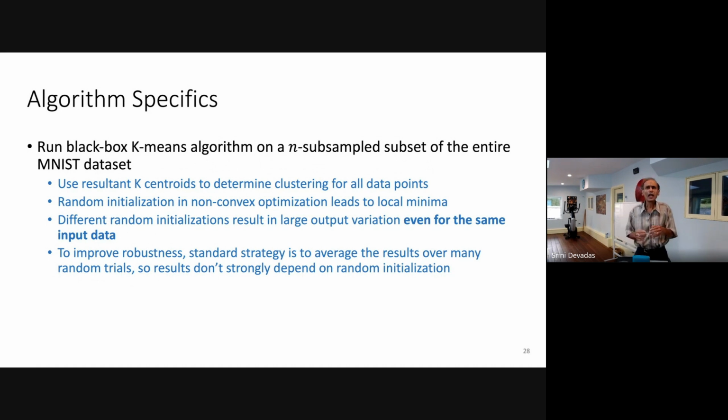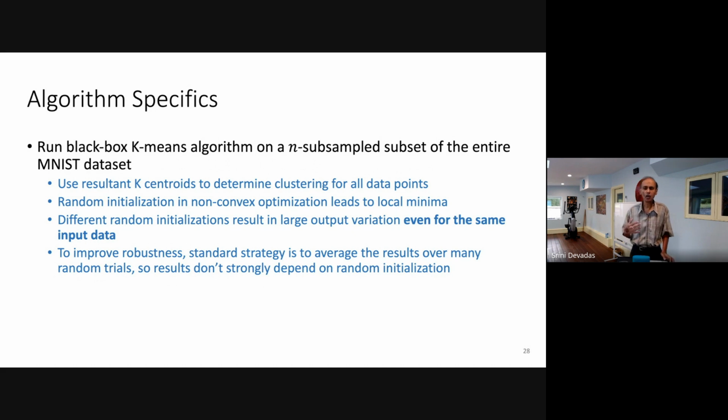So we did that, and essentially we ran a black box k-means algorithm on an n-subsample subset of the entire MNIST data set. We did this analysis using the k-centroids to determine the clustering, and basically the results look really bad in terms of stability. So then we started looking at it more carefully, and we said, okay, why is it that even though we did 90% subsampling, we're getting very unstable centroids with a lot of variance?